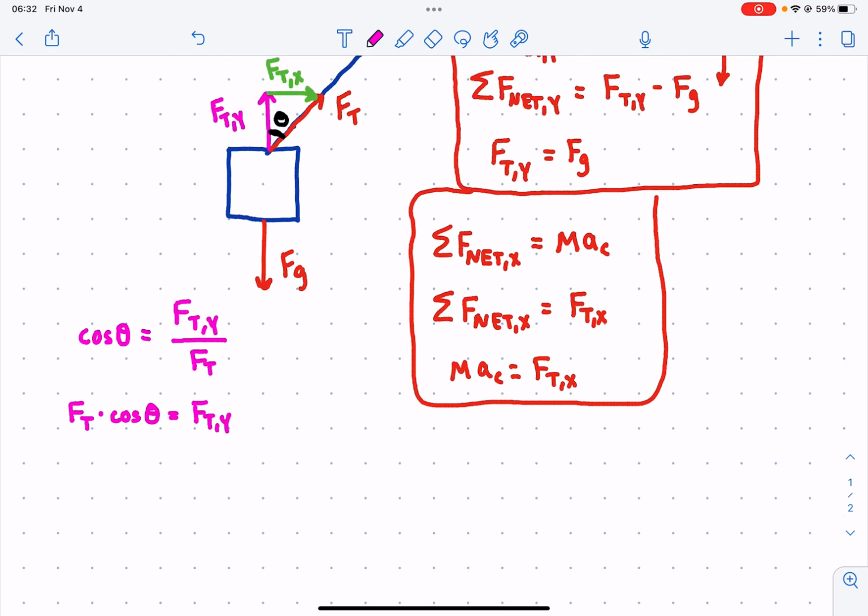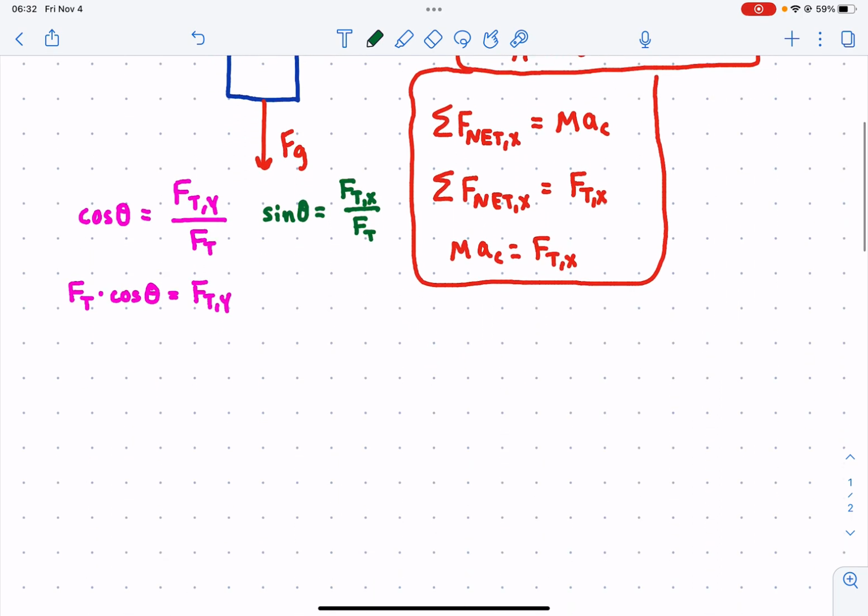Okay, let's go ahead and switch to green so that we can solve for the x component. So the x component is the opposite side, so we'll use sine. So sine theta is going to equal F_Tx over F_T. If I go ahead and multiply both sides by the tension force, then I'll have that F_T sine theta is equal to F_Tx.